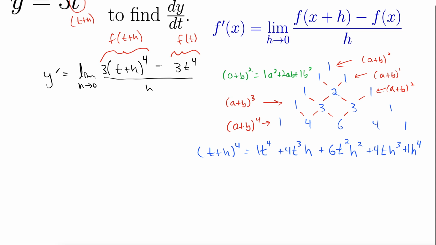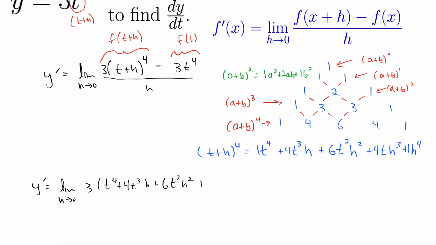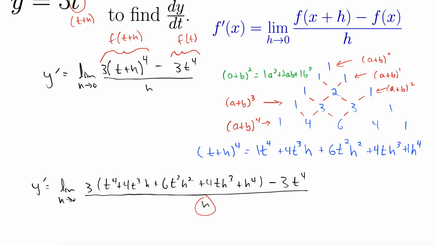So going back to the limit, y prime is the limit as h goes to 0 of 3 times all of this: t to the fourth, plus 4t cubed h, plus 6t squared h squared, plus 4t h cubed, plus h to the fourth, minus 3t to the fourth, all over h. Our goal is to get this h in the denominator to cancel out with something, because we don't want to divide by 0 as the limit approaches 0.